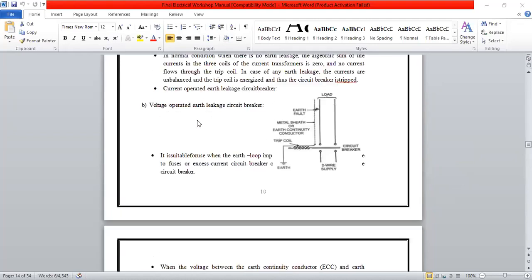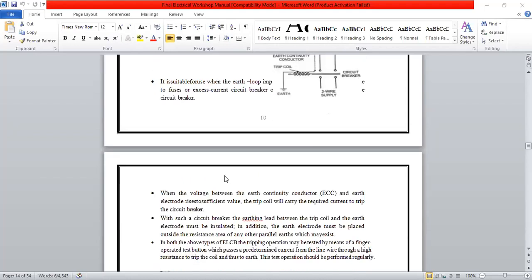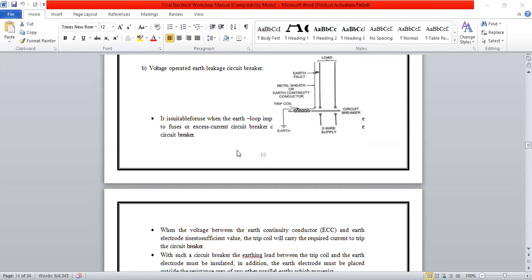Then the next one is nothing but the voltage operated earth leakage circuit breaker. Voltage operated, that means it is operated via voltage, it does not depend upon current. It is suitable for use when the earth loop impedance to a fuse or excess current circuit breaker is there. Okay, now when the voltage between the earth continuity conductor, that is earth continuity conductor ECC, and the earth electrode rises to a sufficient value, the trip coil will carry the required current to trip the circuit breaker.